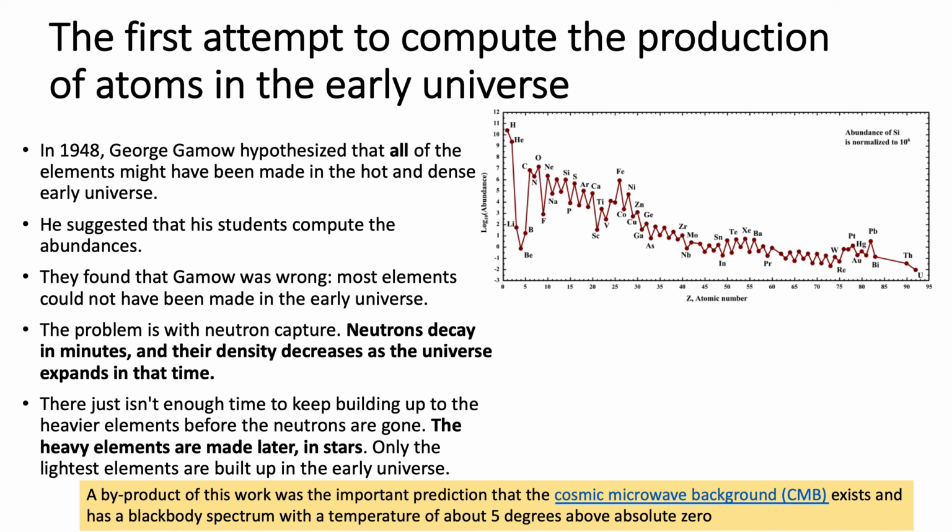Now, an important byproduct of Gamow's students, this is at Georgetown University in the late 40s. An important byproduct is his students realized that the Big Bang, which was still controversial at the time, if it existed, we should be able to detect the afterglow of the explosion.